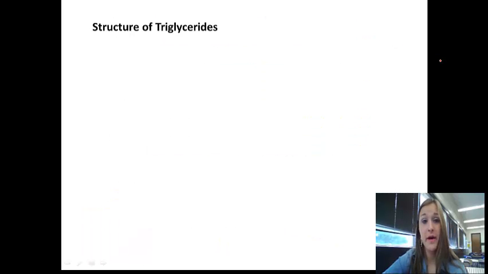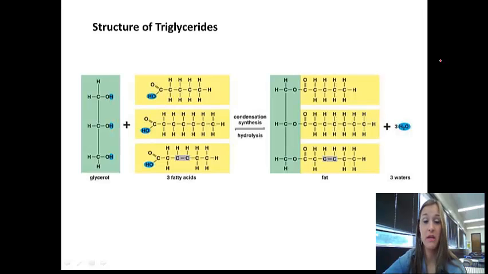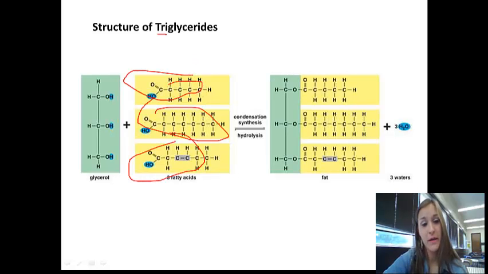Fats are made up of triglycerides. Tri means 3. Think of a tricycle. So fats have 3 fatty acids, 1, 2, 3, and they're made up of a glycerol. So it's tri for these 3 and glyceride for the glycerol molecule here. So they don't have a true monomer and polymer. They are just made up of these things.